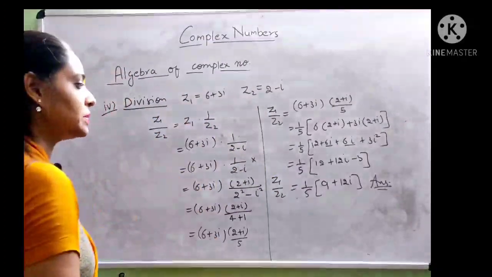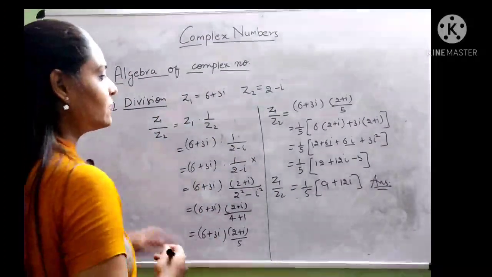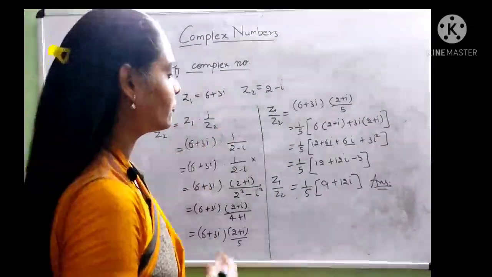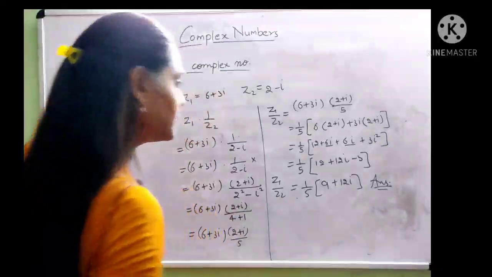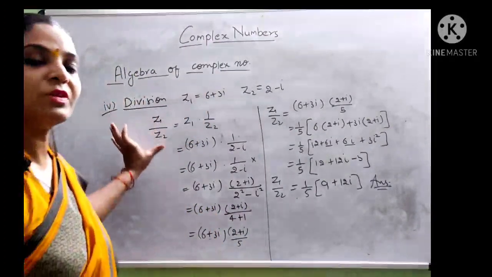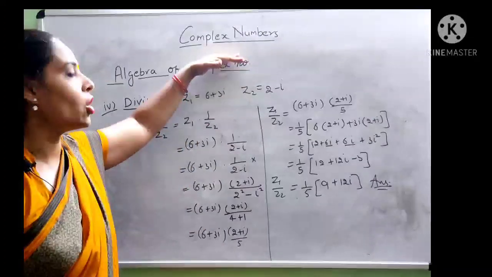division of two numbers. So here you can also see the division of two complex numbers gives again a complex number. So this is how we perform the operations on complex numbers.